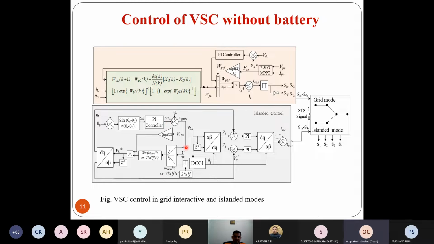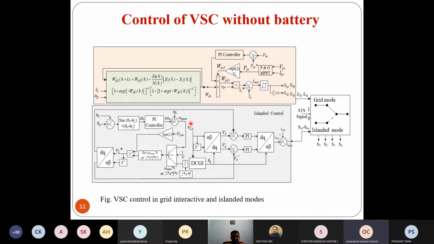Otherwise, this error will be very small and one signal will be supplied so that it can operate in grid connected mode. And then we have this alpha. So this is the reference voltage which we have generated, sine omega t. VL star is nothing but Vm sine omega t.